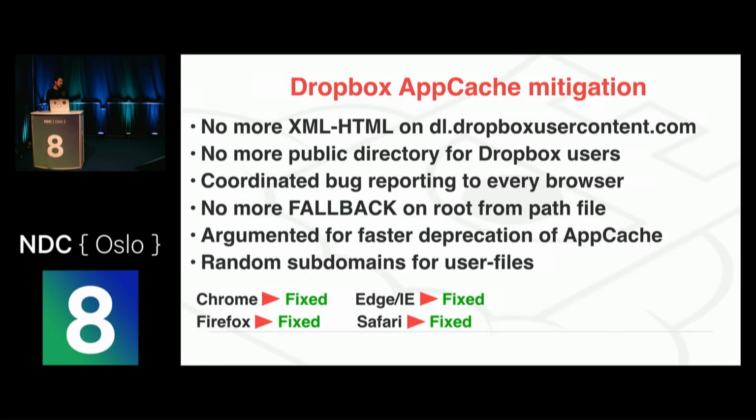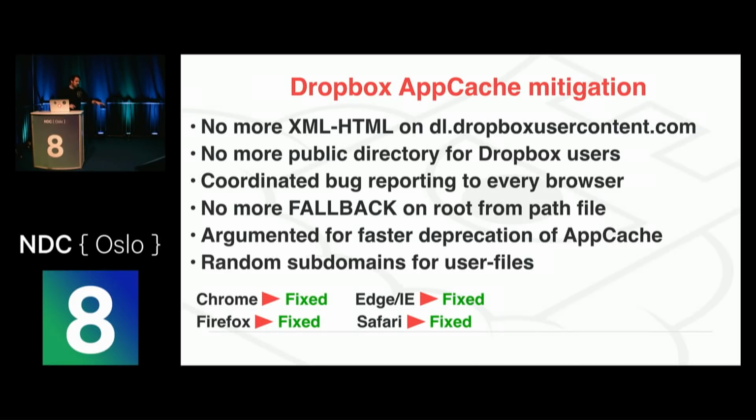So they said, okay, Dropbox user content should not have any more XML, HTML websites. We're going to remove the whole functionality of public directories on Dropbox, which was pretty interesting. They coordinated together with me and Matthias with every browser to make sure that all the browsers were mitigated. They mitigated one thing, and that was that fallback cannot be installed on the root of a domain from a path. And if you see that, you can basically think, okay, this means that this bug is still there. It's just been mitigated to not break out of a path in the URL.